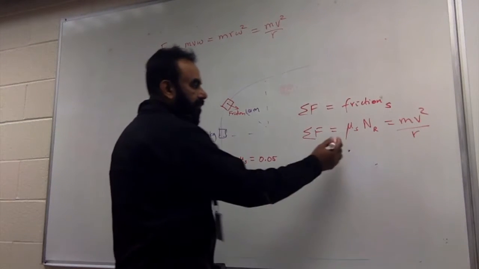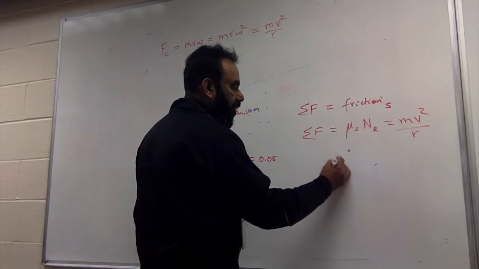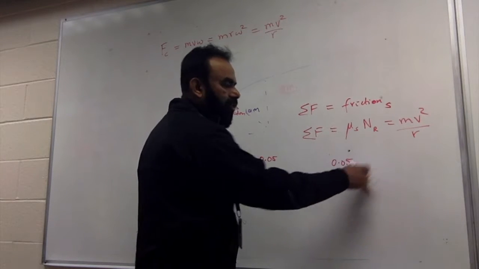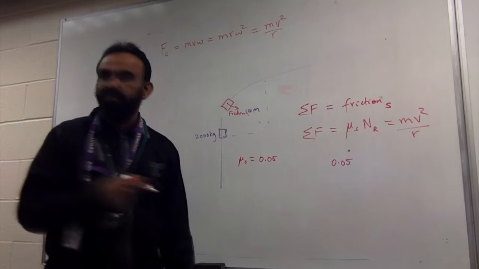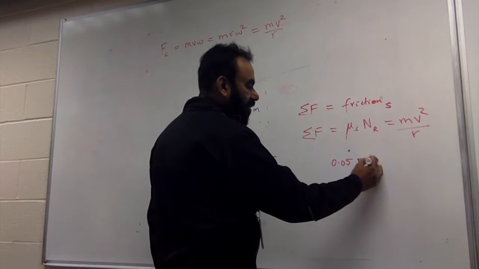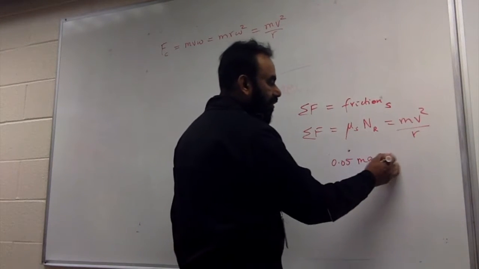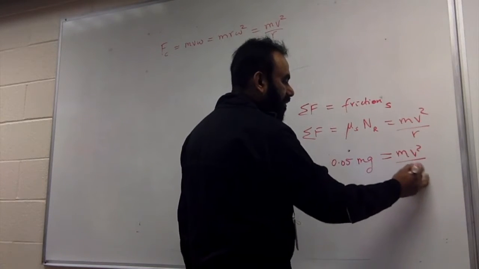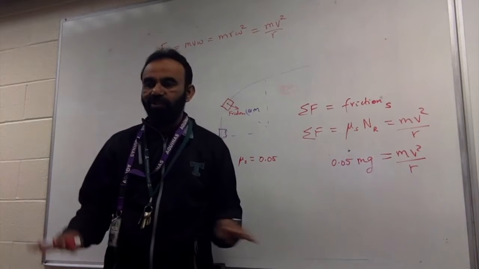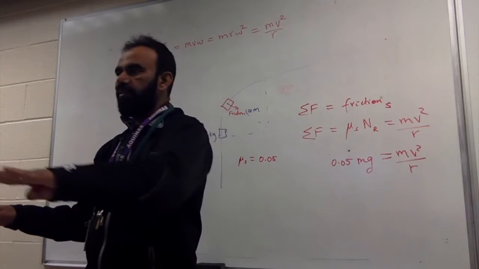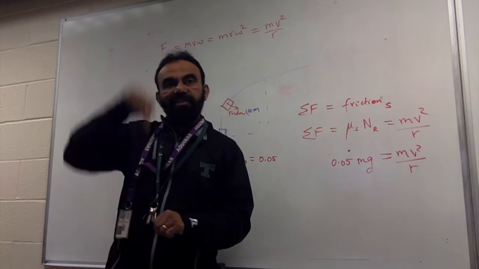1560. So I'm going to solve it here, 0.05 times normal reaction. Isn't this the same as mg in this case? So I'll just write mu s mg is equal to mv squared over r. The normal force is mg because you're going on a flat road and you're taking a turn. So the normal reaction is just mg.